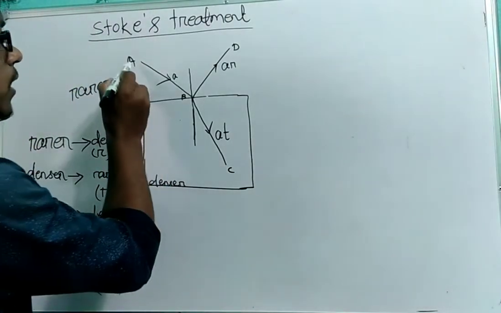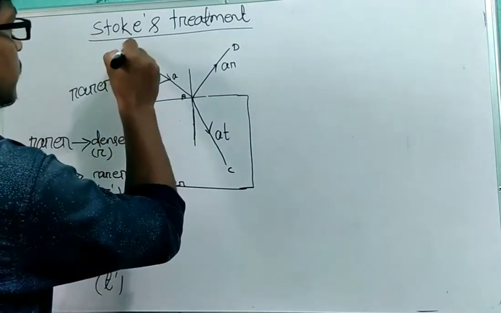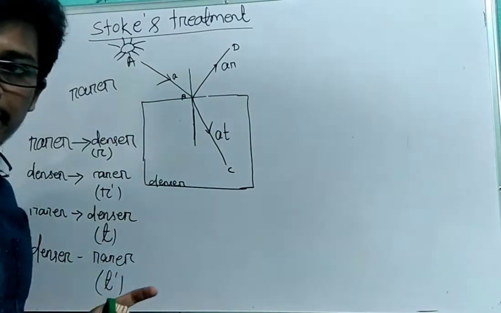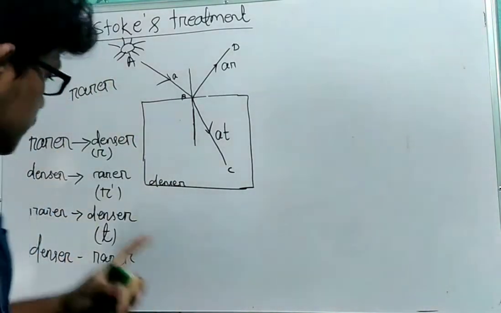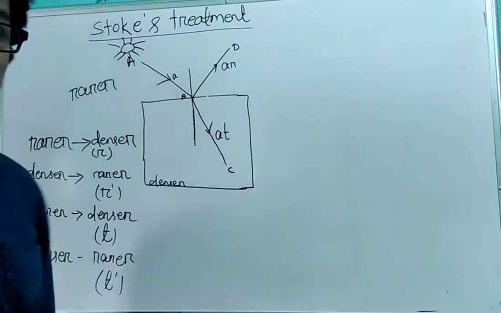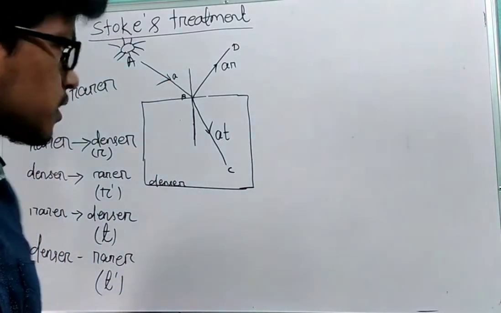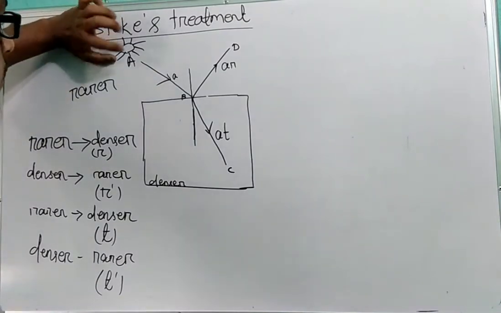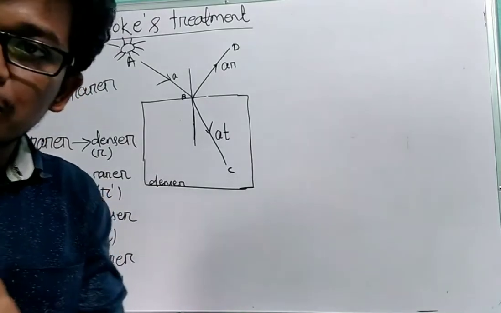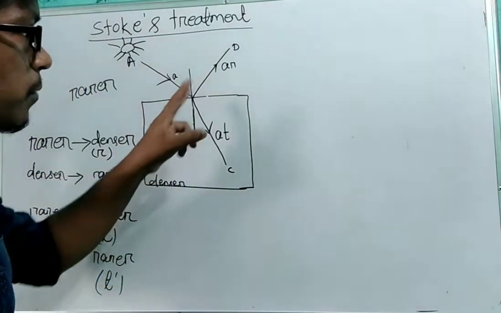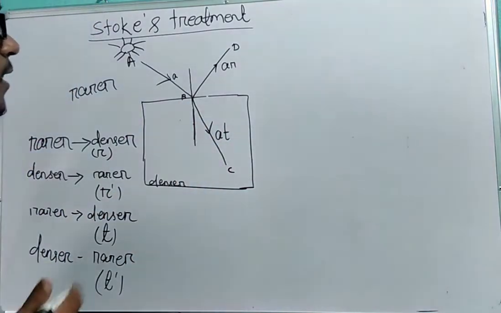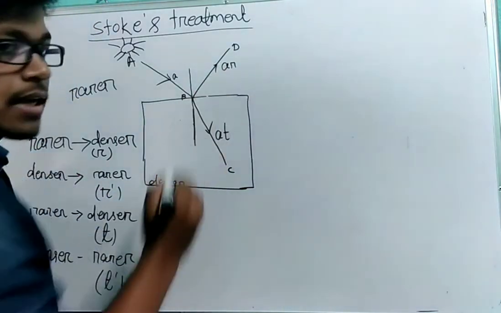Okay, one light, where I am projecting a light here. This is Stoke's treatment: how Stoke arrived at this phase, transmission and reflection concept. Before going to interference, you should know these things. When light comes with a certain amplitude, a part of the amplitude is reflected and a part is transmitted. I took the reflected part as R and the transmitted part as T.